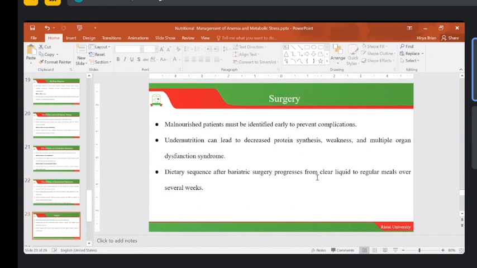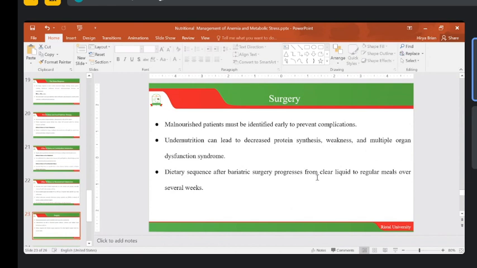So surgery. Upon surgery, malnourished patients must be identified early to prevent complications. Okay, and also there is a term of pre-surgery nutrition. I think either we looked at it or we've not yet looked at it, so that it's not that everyone will just start surgery there and then. You realize that they prepare your body using the different nutrients, etc. Some people even take supplements before their due dates for surgeries.